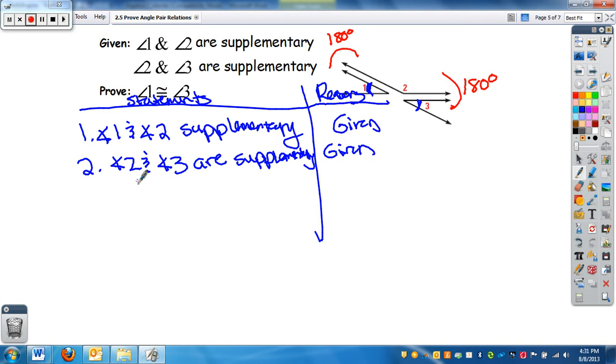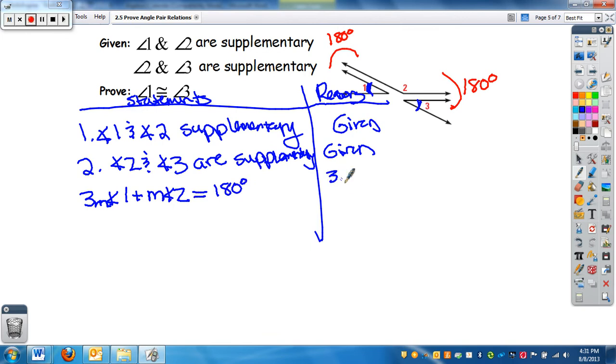Alright, so now let's go, so what? What does that tell me? Well, since angle 1 and angle 2 are supplementary, if I think of the definition, the measure of angle 1 plus the measure of angle 2 has to add up to 180 degrees.